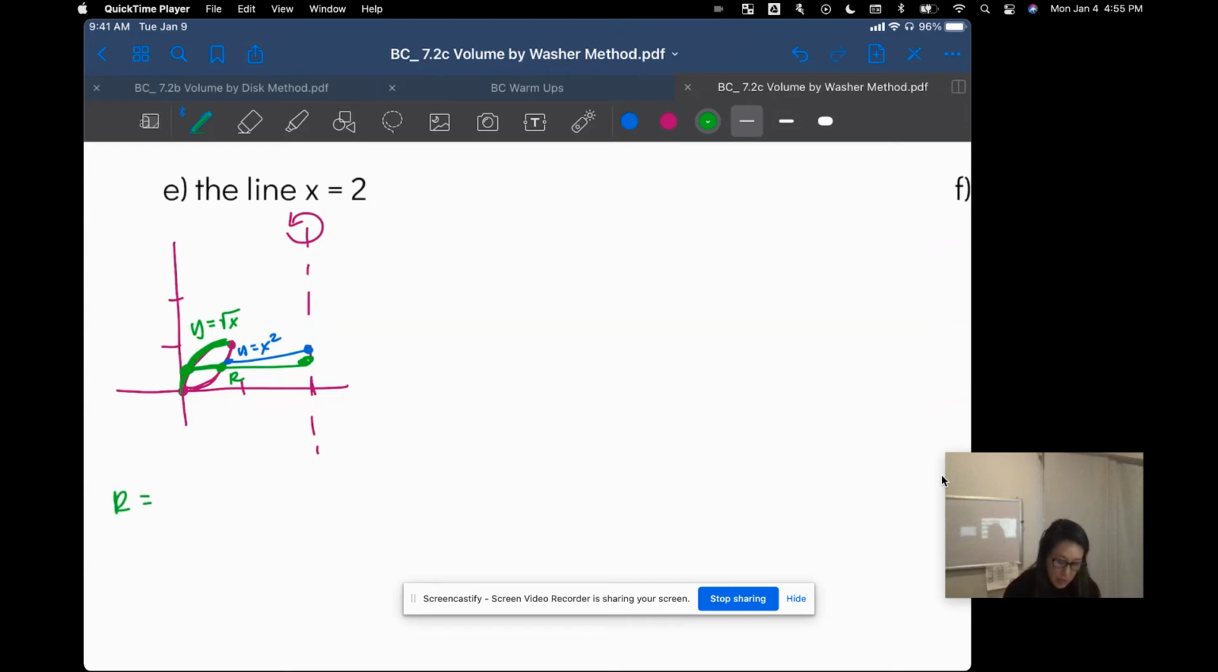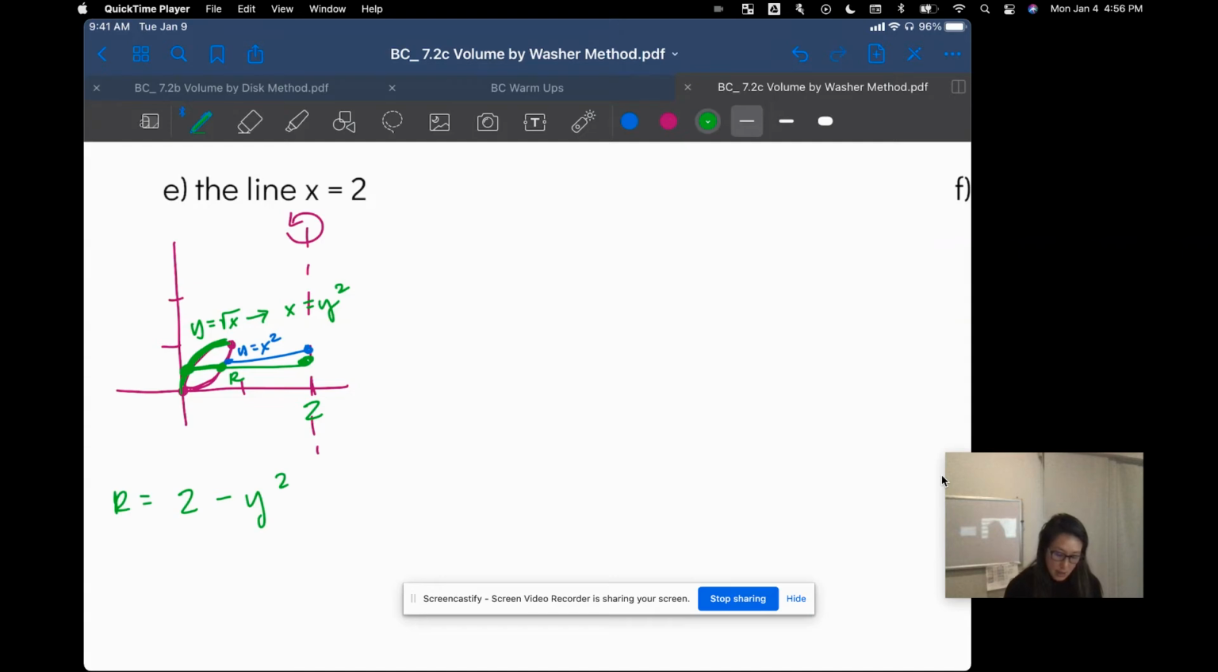Now to find the length of the radius, you always do the right curve minus the left curve when we're cutting horizontally, right? So we're at the x value of 2 minus, now remember you have to solve for x. So I get x is equal to y squared. So minus y squared, okay?